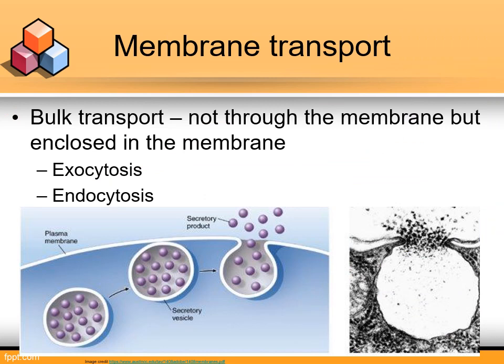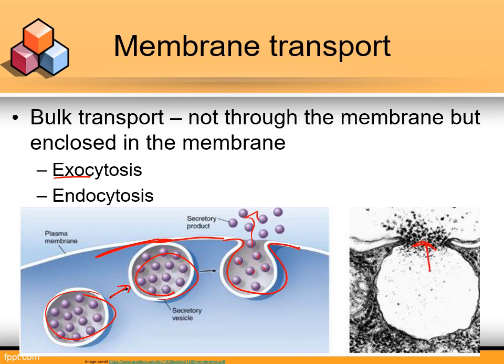We also have some bulk transport happening where it's not going through the membrane, but we're now going to enclose it in vesicles of the membrane. Exocytosis, we're spitting stuff out. That's what's happening here. The secretory vesicle is going to travel, dock to the plasma membrane of the cell, and then they fuse and the contents just are released into the environment outside the cell.